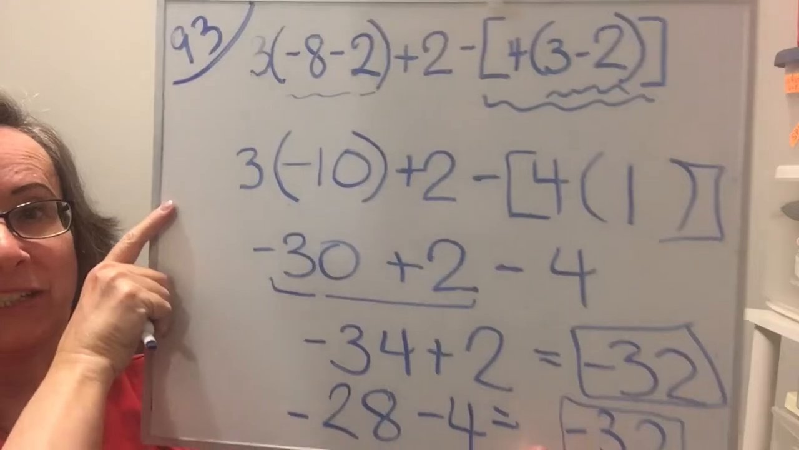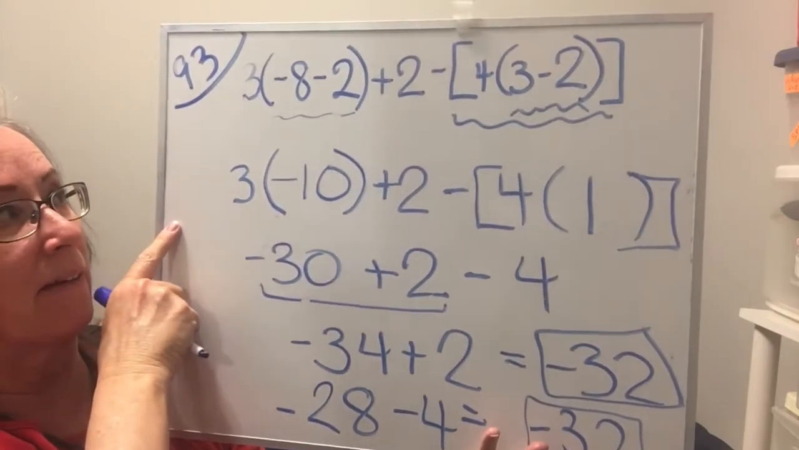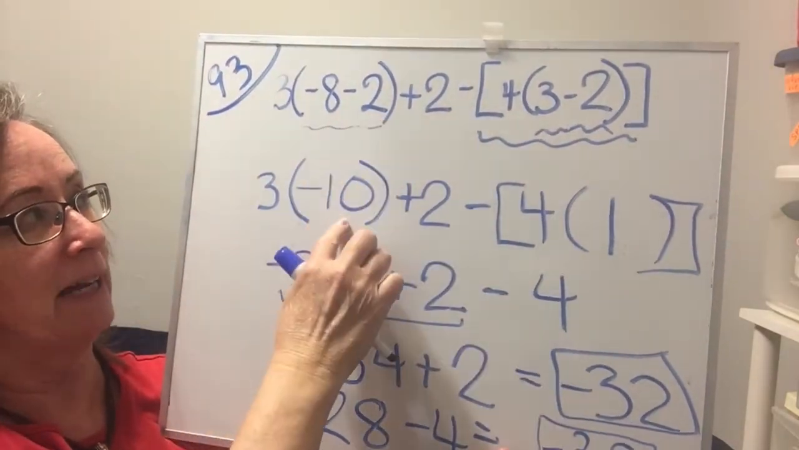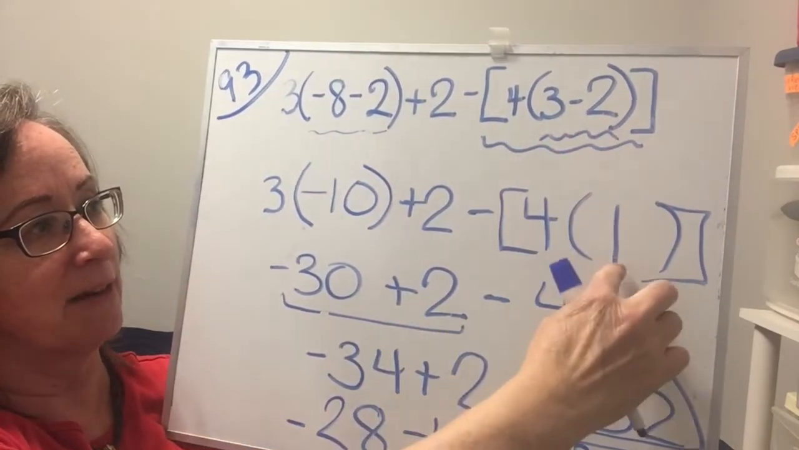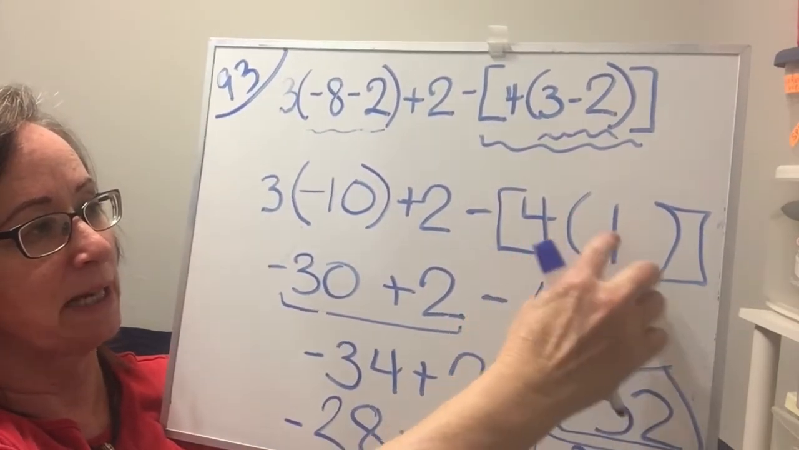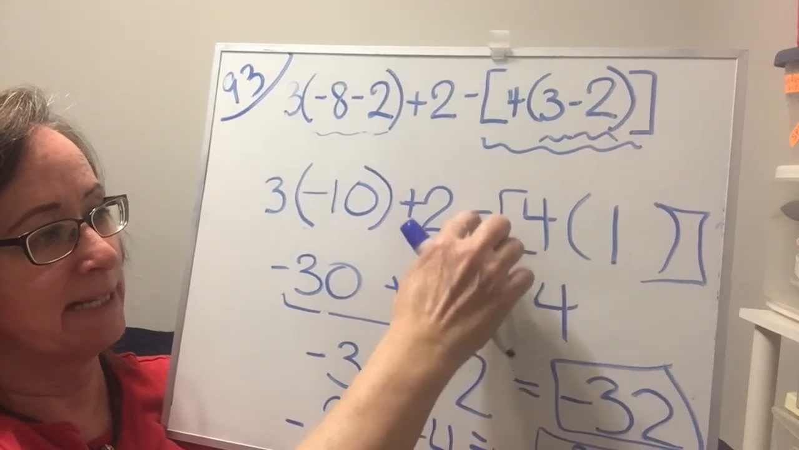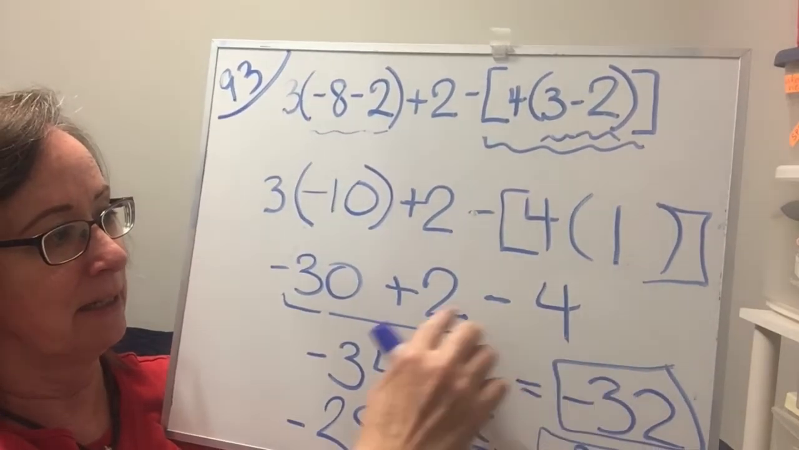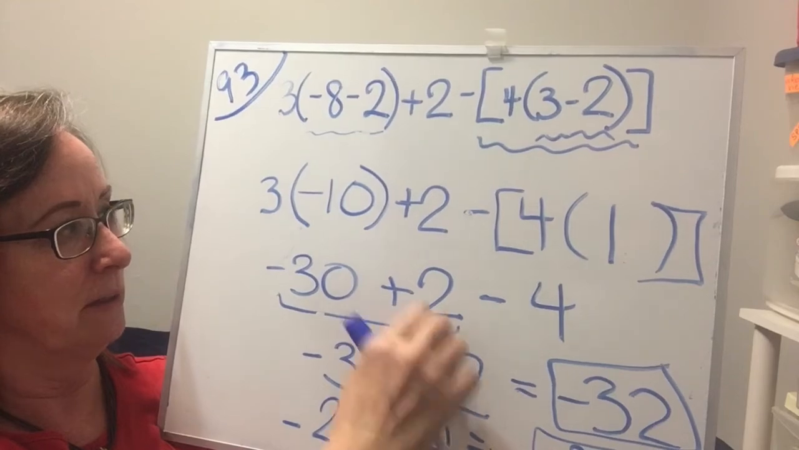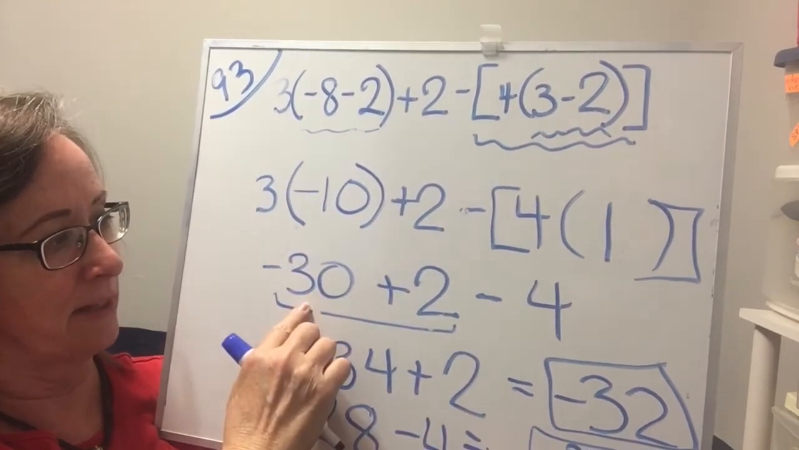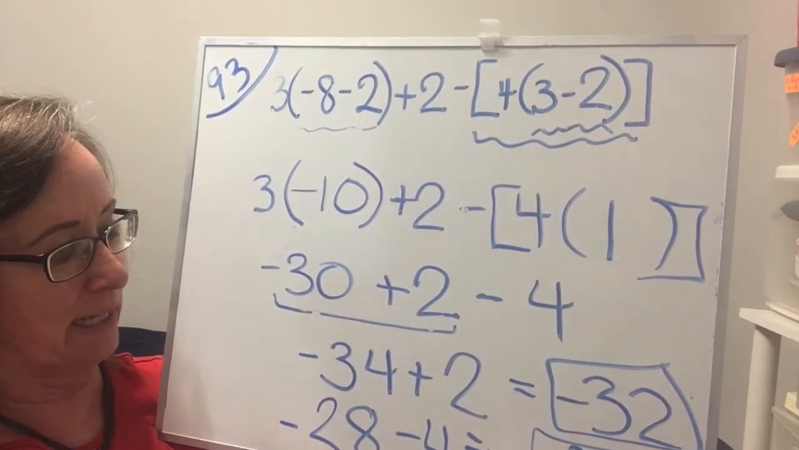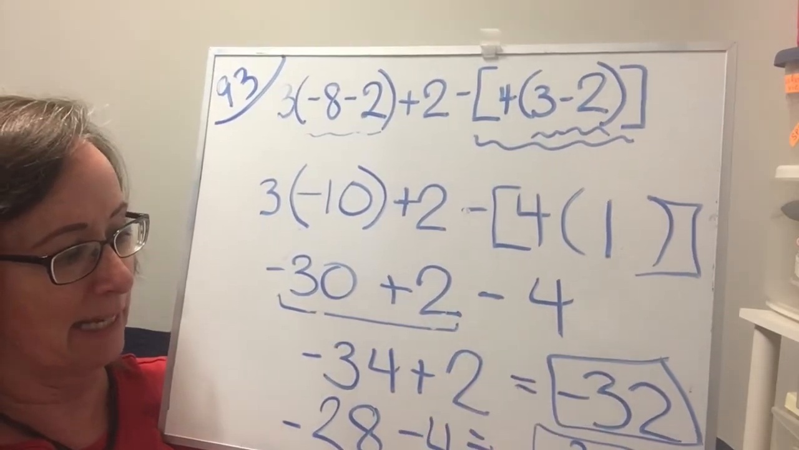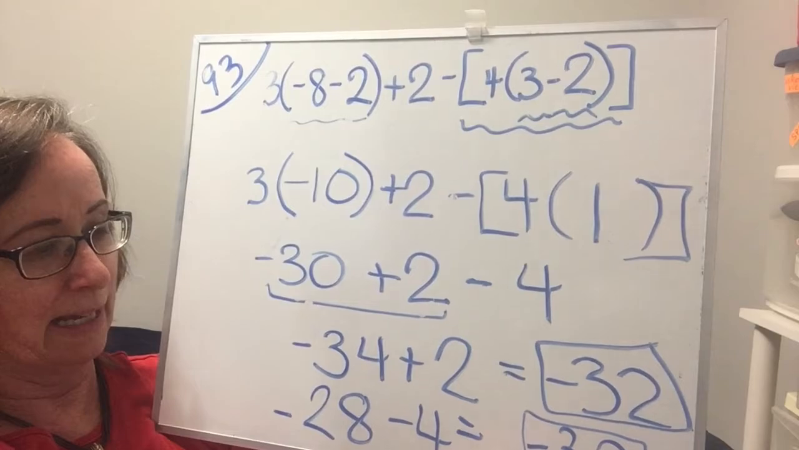Now that one was your last problem. Okay, so starting left to right, we got the negative 10. We jumped over here and we did the 1. The 4 times the 1. We brought down the negative sign, brought down the 2, brought down the negative 30. Negative 30 plus 2 was a negative 28, and the negative 28 plus a negative 4 was a negative 32.